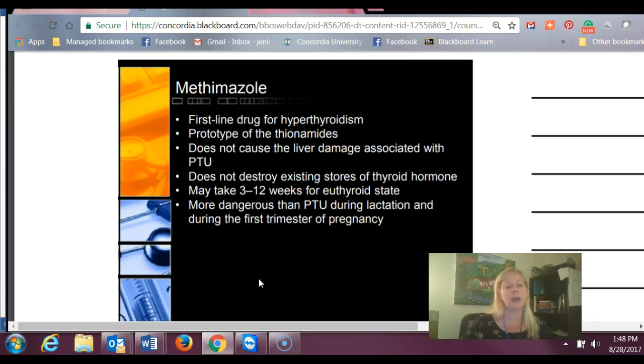PTU is second line. PTU also comes in oral form. It does not destroy the existing stores of thyroid hormone. It may take 3 to 12 weeks for this drug, and it's more dangerous than PTU during lactation and during the first trimester of pregnancy. You don't see it too much during pregnancy. What you'll see a lot is people having either hyperthyroidism or inflammation of the thyroid post-pregnancy.